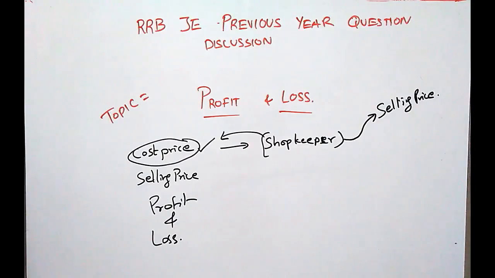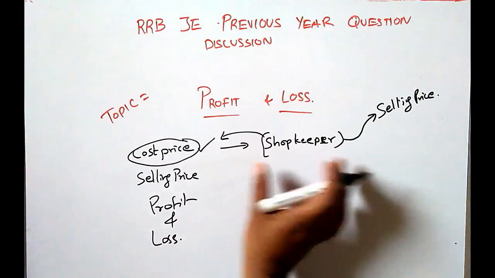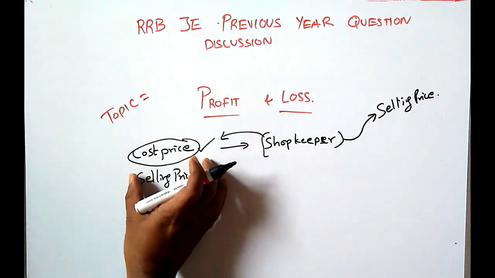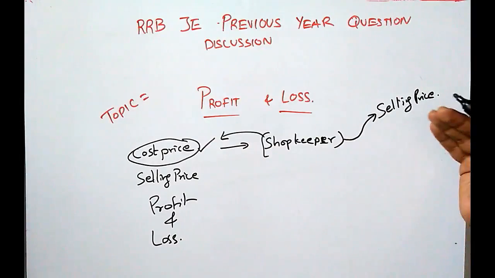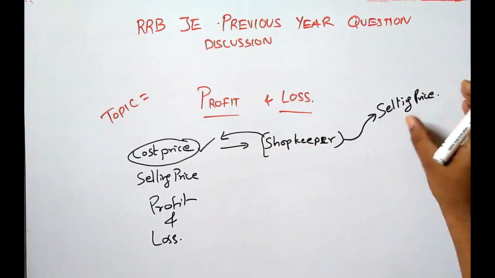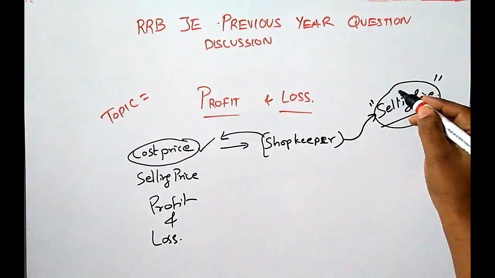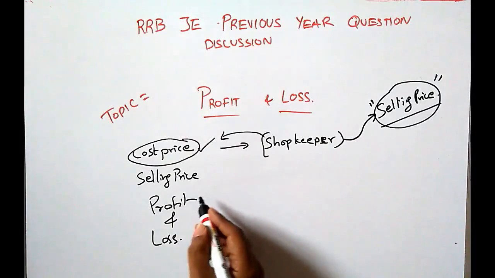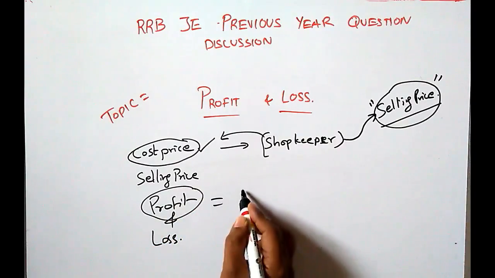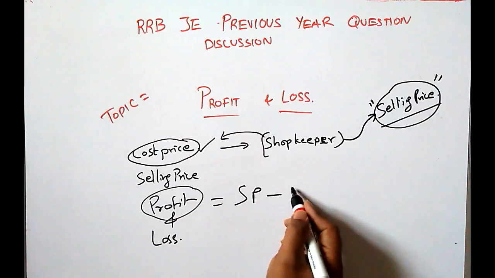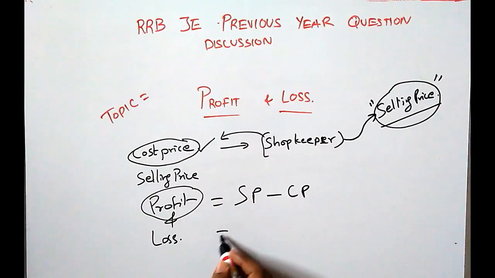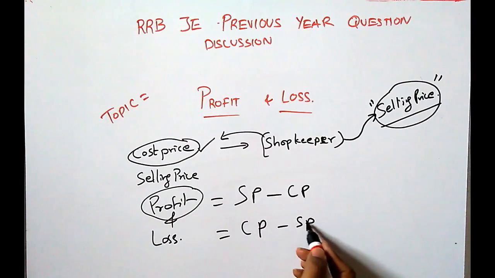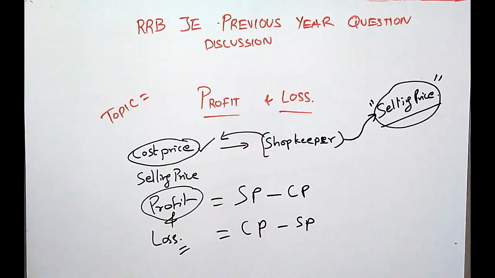Have you got it friends? Shopkeeper buys some goods with some amount, that is called cost price, and with some margin he will sell the goods, that is called selling price. And the difference between the selling and cost price is nothing but profit. If selling price is greater than cost price, he gets profit. If cost price is greater than the selling price, then he will get loss friends.